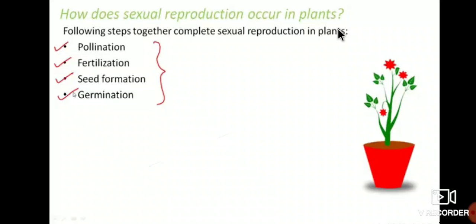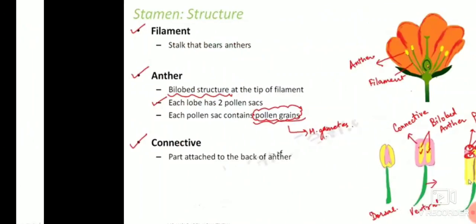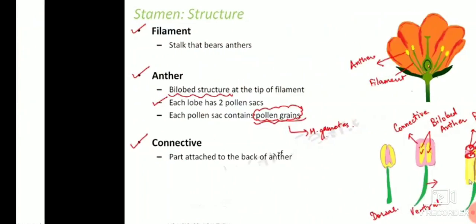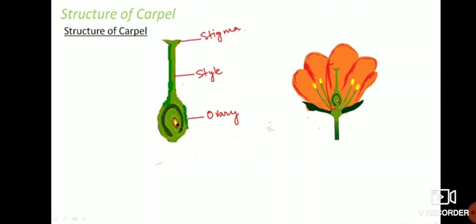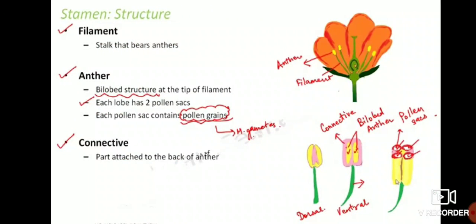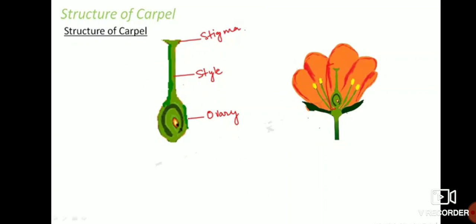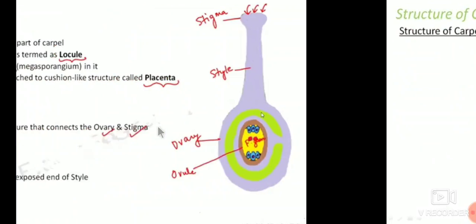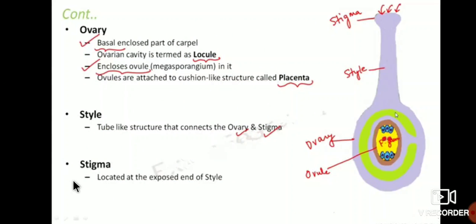Stamen, and another one is carpel. See here, stamen is the male reproductive organ, and this carpel is called the female reproductive organ. In the male reproductive organ, the male gametes are pollen grains. In the female reproductive organ, the carpel, the female gametes are, what is that? Ovum or egg. Don't forget that, ovum or egg.